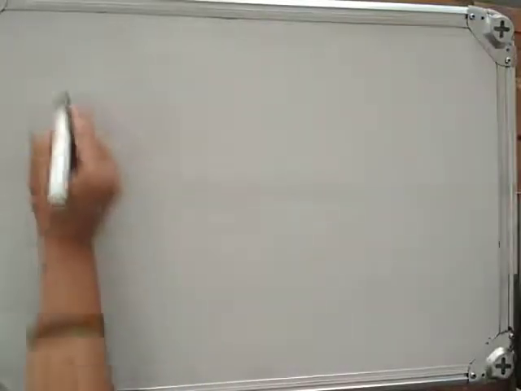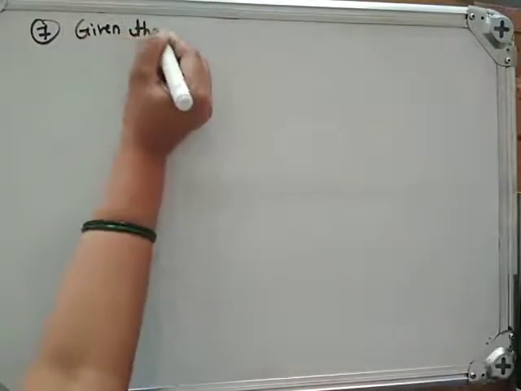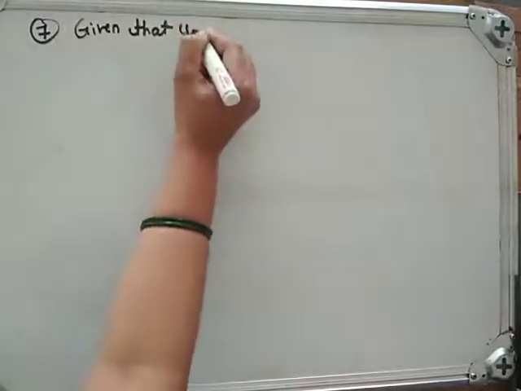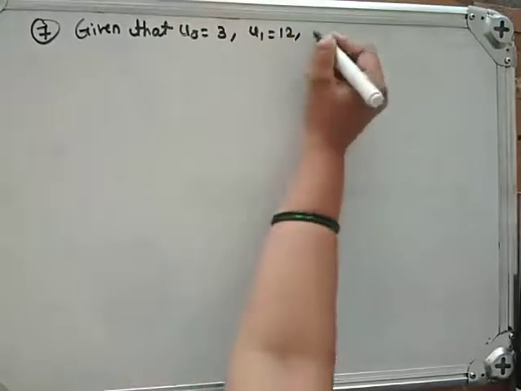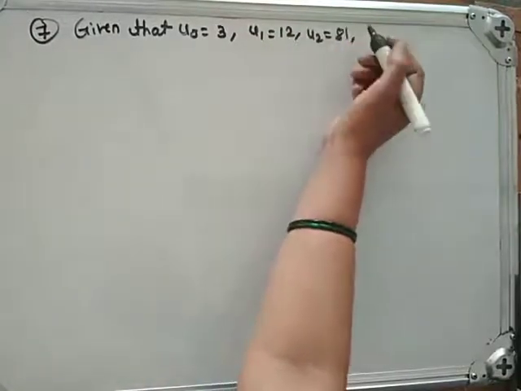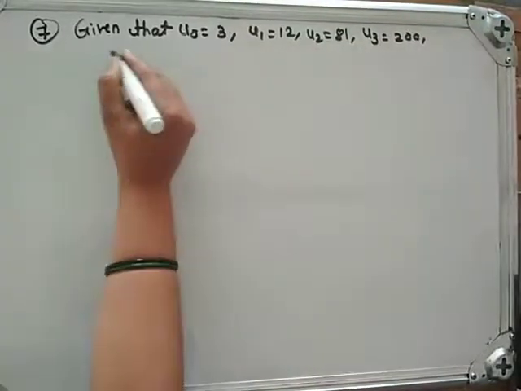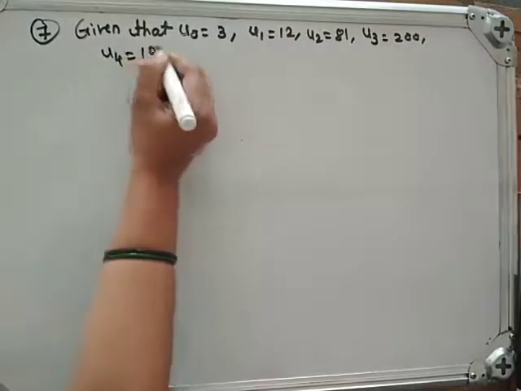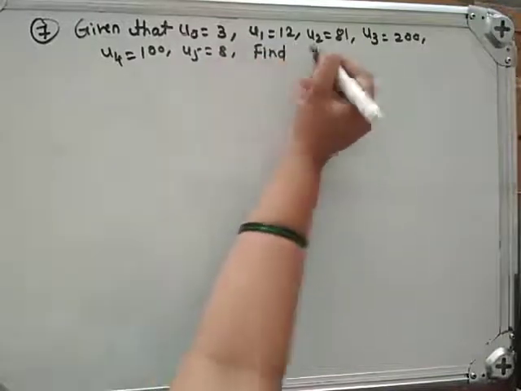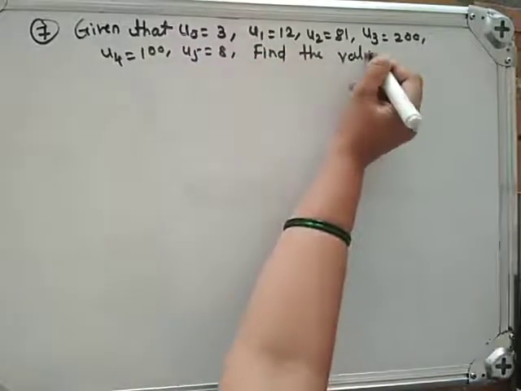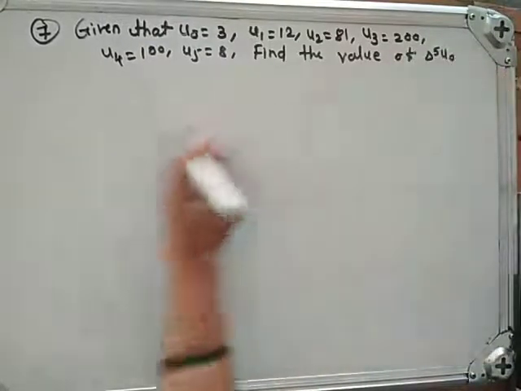Let us take next example 7. Given that u0 is equal to 3, u1 is equal to 12, u2 is equal to 81, u3 is equal to 200, u4 is equal to 100, u5 is equal to 8. Find the value of delta raised to 5 u0. Okay.